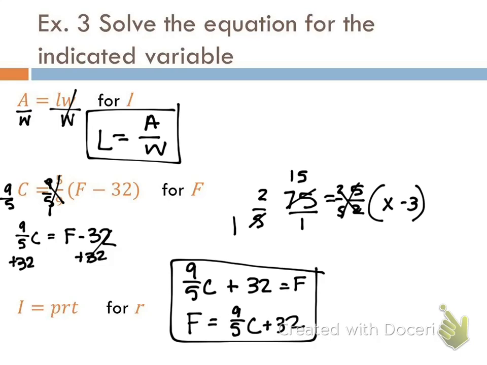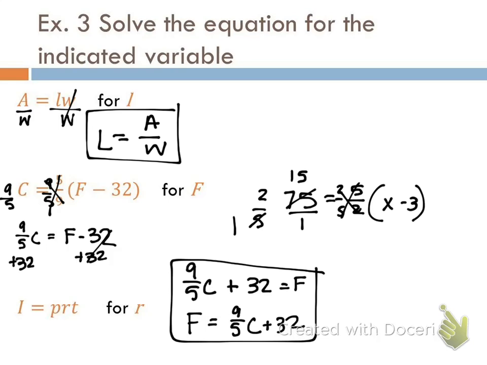All right, last problem. What they want us to solve for is R. Now, this is a formula to find interest. The formula is interest equals principal times rate times time. And what they want us to solve for is the rate. So, for instance, if you got a problem where you know the interest, you know the principal, and you know the time, but you don't know your rate, that's what we would use this for.